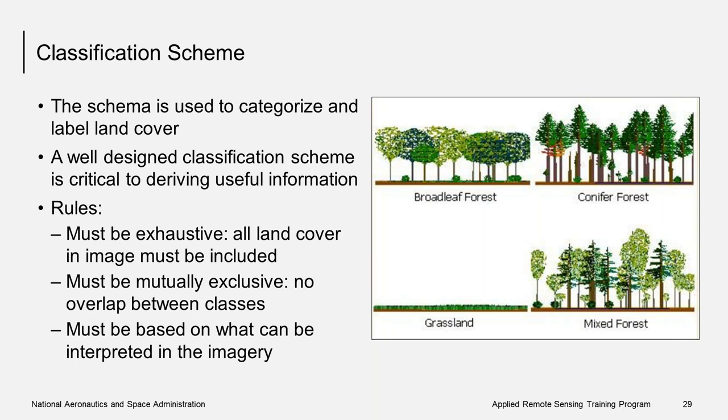The classes must be mutually exclusive, so there is no overlap between the classes. Lastly, it must be based on what can be interpreted from the imagery. For example, if you create an understory class, you will not be able to see that in the image because you can't see beneath the tree canopy using satellite imagery.